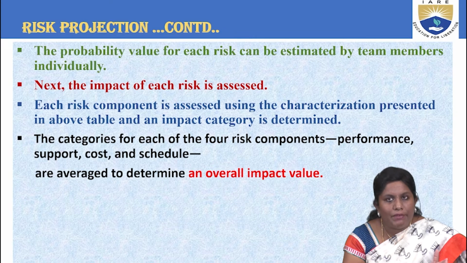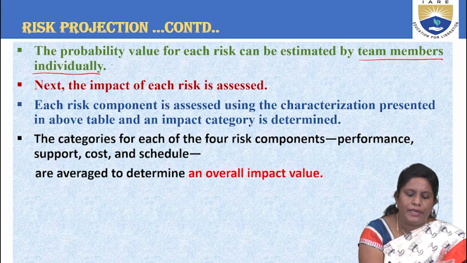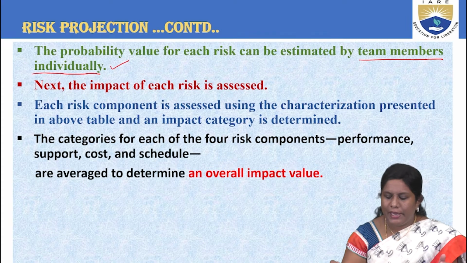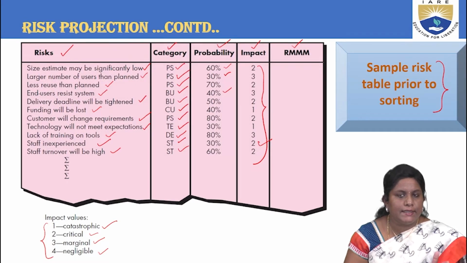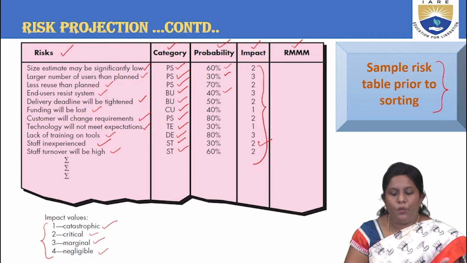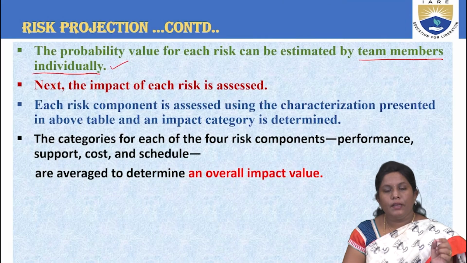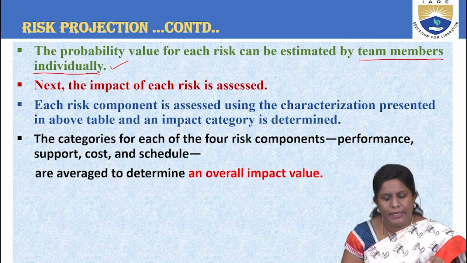The probability value for each risk is estimated by the team members individually. This is a very, very important point. As we have stated, the probability values over here are 60, 30, 70, 40, 50 and so on. What is it saying? The probability values of each risk can be estimated by team members individually.